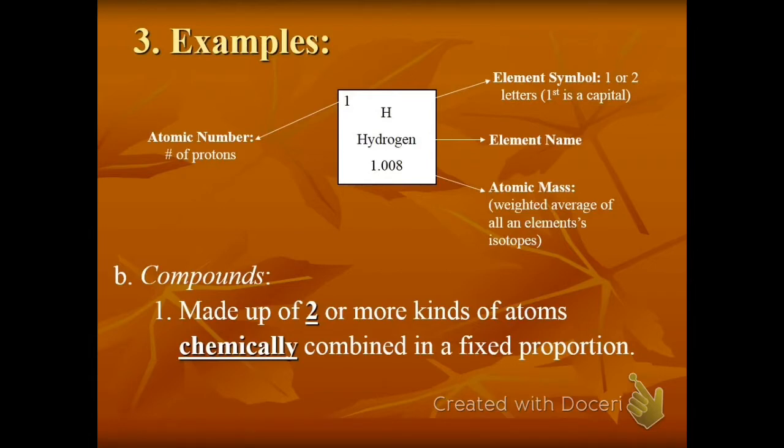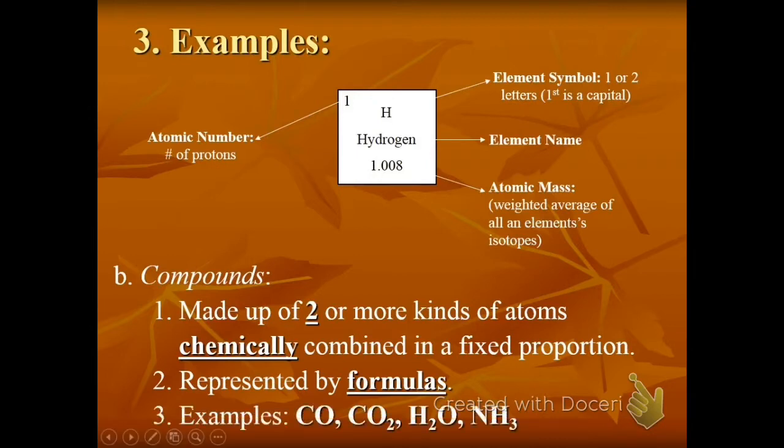A compound is another example of a pure substance, and it's made up of two or more kinds of atoms that are chemically combined in a fixed proportion. These are represented by chemical formulas. For example, carbon dioxide, carbon monoxide, water, etc. So these all have formulas and chemical names. But they are very specific ratios, and they are pure things.